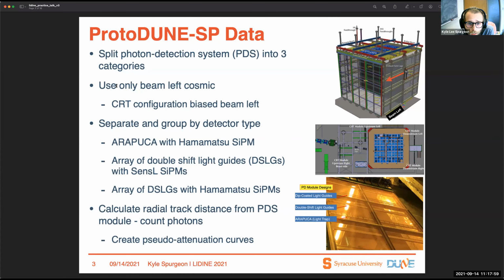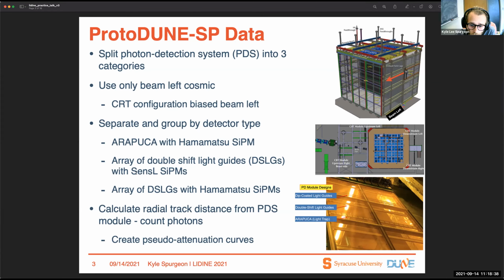We use cosmic ray data in ProtoDUNE only from the beam left side. I've labeled beam left here. It is the side that is to the left of the beam. You can see that the beam comes in asymmetrically, which is why we have a designation of beam right and beam left. And we use specifically beam left because, if you can see in this photo here, the CRT tagger modules are offset in the front. You can see that the beam left side is closer than the beam right side. So when you program a delay of coincidence between the front and back CRT modules, you inherently bias coincidentally toward beam left for ProtoDUNE single phase. So that's the side that we use, because there are more cosmics there.